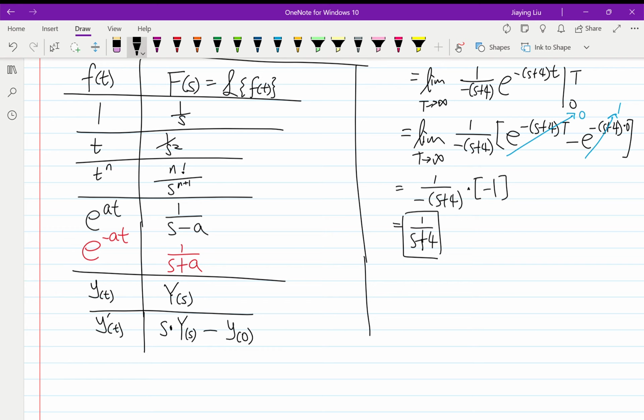So this y of 0 usually is the initial value that you should be given. So you don't have to worry about how to find it. Actually you can't find it because we don't know what y of t is. But that will be given, so you can just take the value for it.